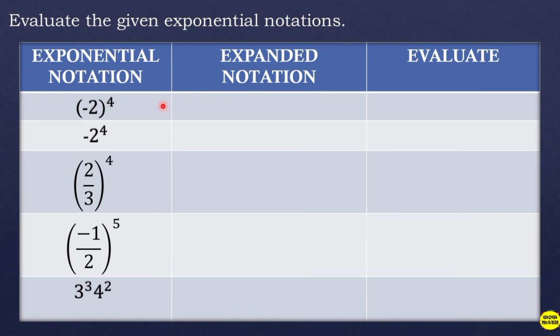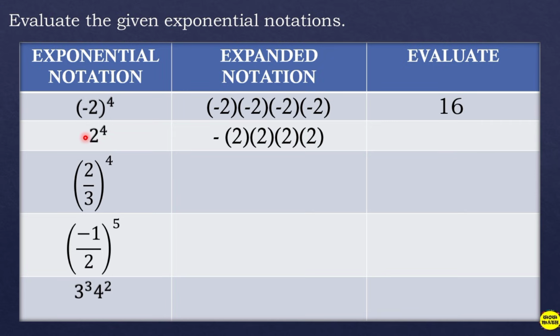So, expanded notation, pag in-expand natin ito, ibig sabihin 4 na negative 2. Since naka-enclose siya sa parenthesis, ibig sabihin yung i-eraise mo sa 4 o yung i-times mo by itself is negative 2. Kaya 4 na negative 2. So, negative 2 times negative 2 times negative 2 times negative 2, that is positive 16. Now, what if wala siyang parenthesis? Let's say, for example, negative 2 raised to 4. Okay? So, kapag ganito, ibig sabihin yung negative mo, nasa unahan lang siya. Ang i-raise to 4 mo ay yung positive 2 lang po. So, this is the difference, ha?